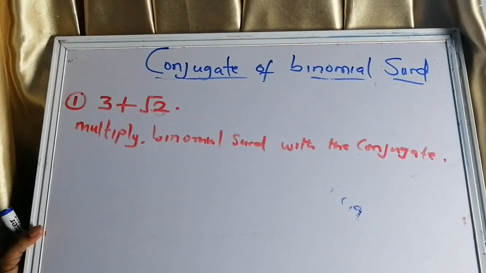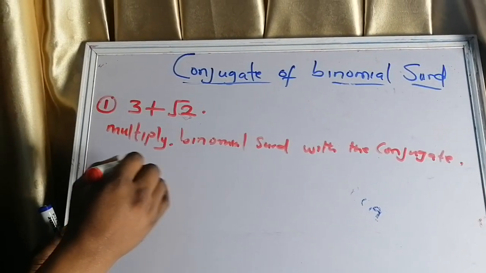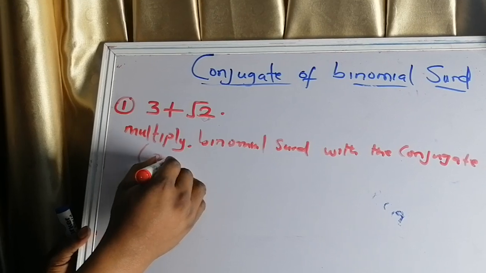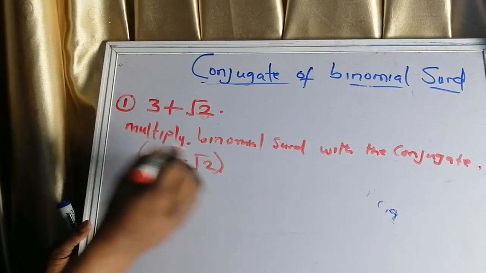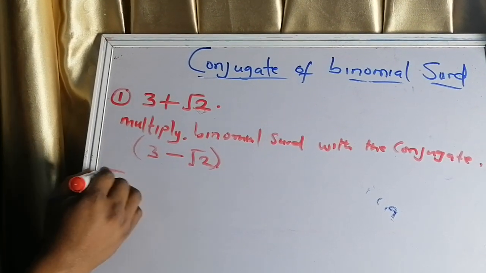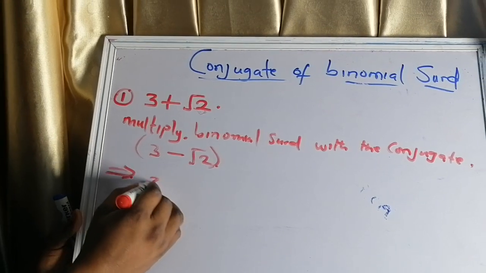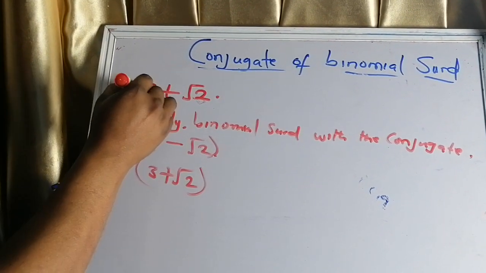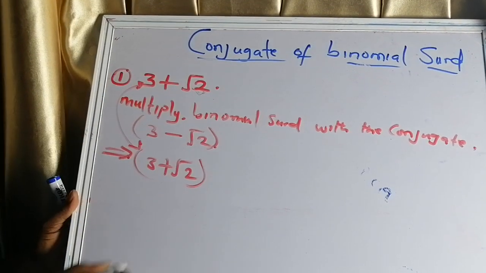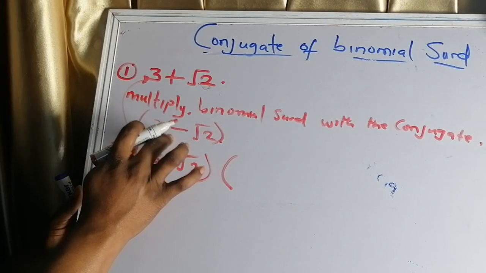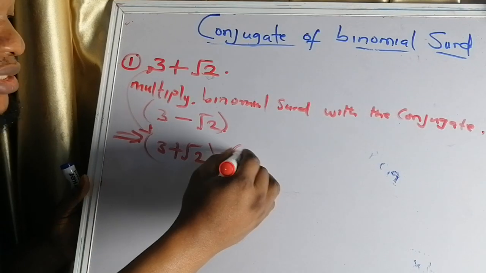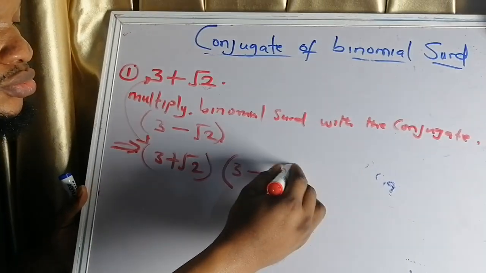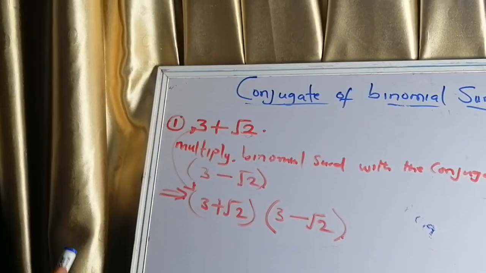with the conjugate. Conjugate means the opposite sign of the question. So this is the conjugate here, 3 minus root 2. So if I want to multiply, it will now be 3 plus root 2, then the conjugate, 3 minus root 2. It's as simple as that.